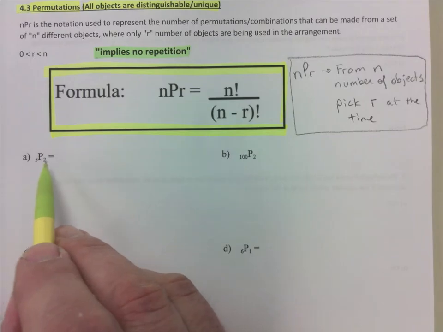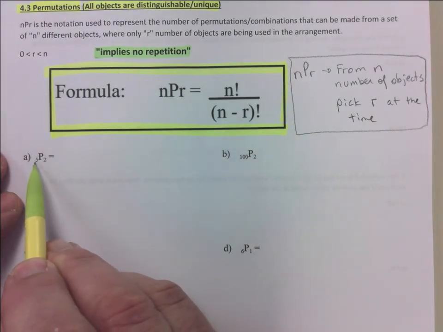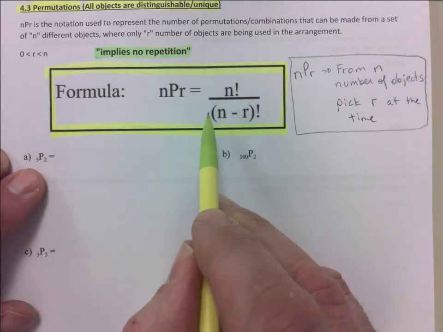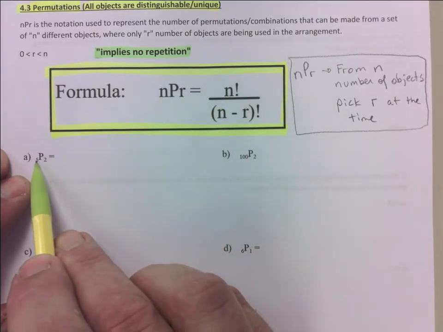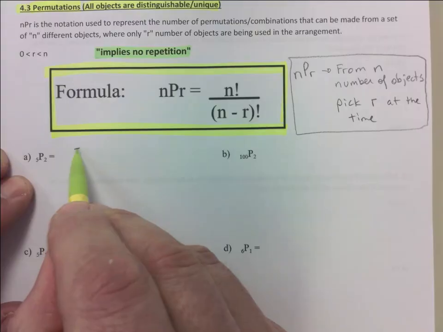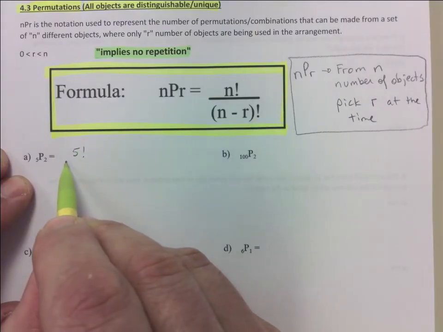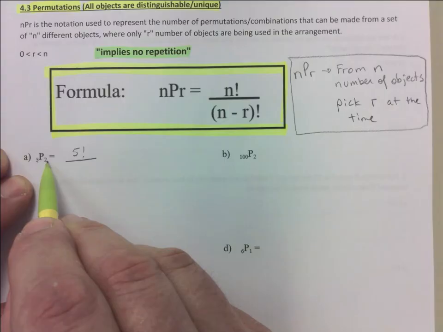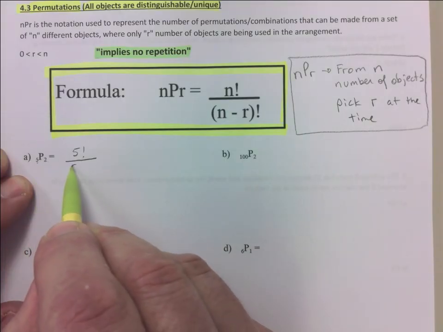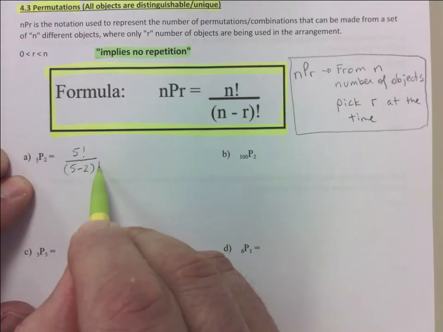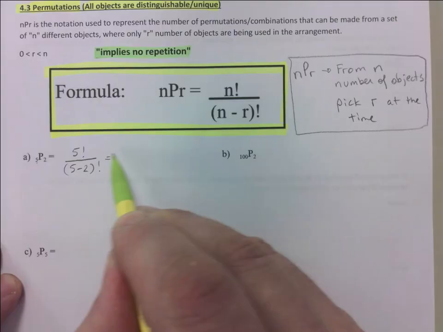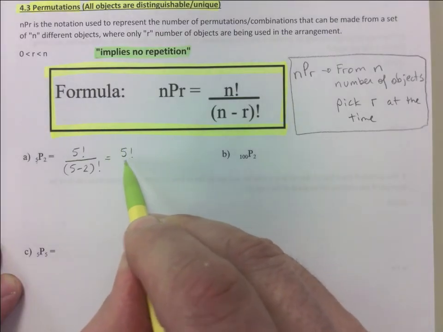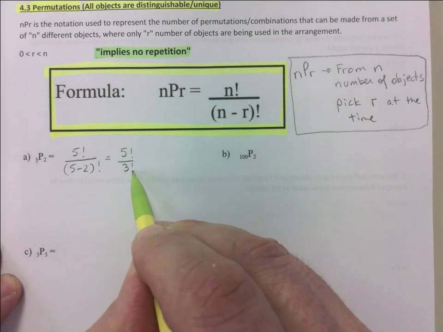So let's look at these examples here. 5P2, 5 pick 2. Using this formula right here, remember, n is the first number. So we're going to go 5 factorial over n minus r. Like we go n minus r, 5 minus 2 factorial. That ends up being 5 factorial over 3 factorial.